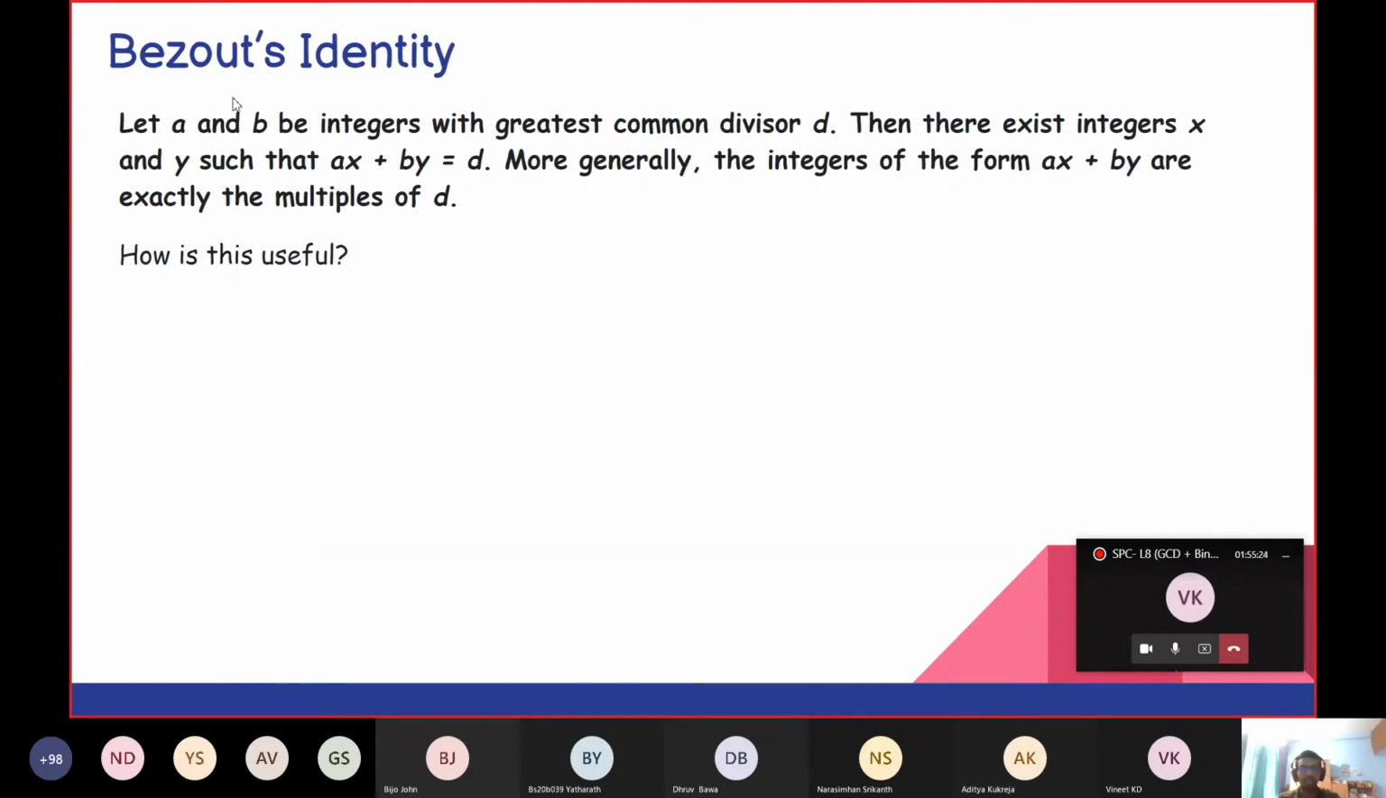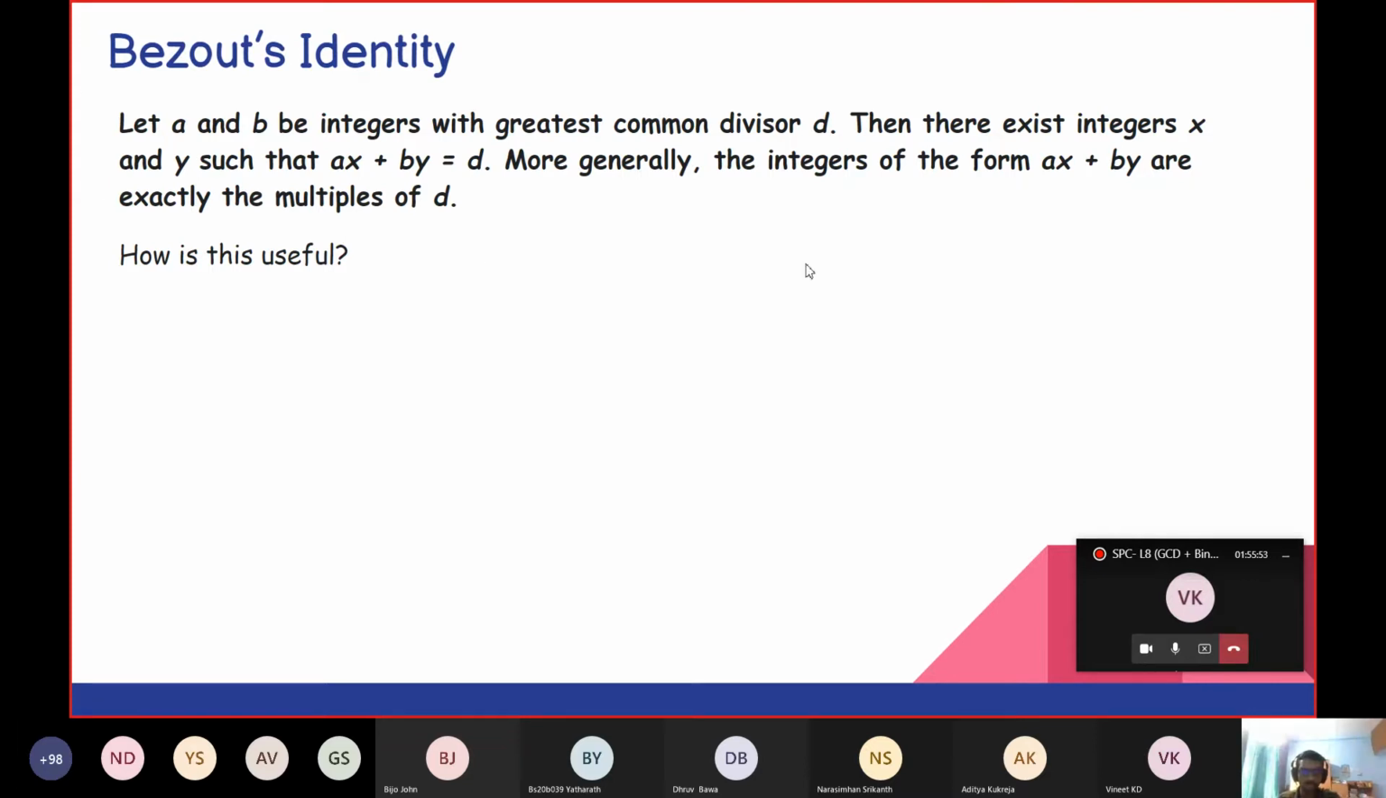So if you have A and B to be integers with the greatest common divisor D, then there exist integers x and y such that ax plus by is d. More generally, for whatever x and y you pick, ax plus by will be multiples of d. So this has a nice proof as well. I am not sure what to Bezout use, but I have a nice proof that will be used for modulo inverse as well, but I'll not do it for now. I'll give you some time to think and maybe you can do it in a later session.